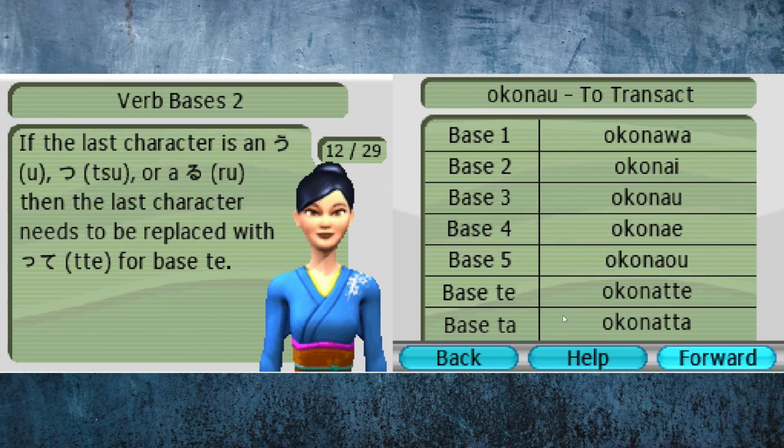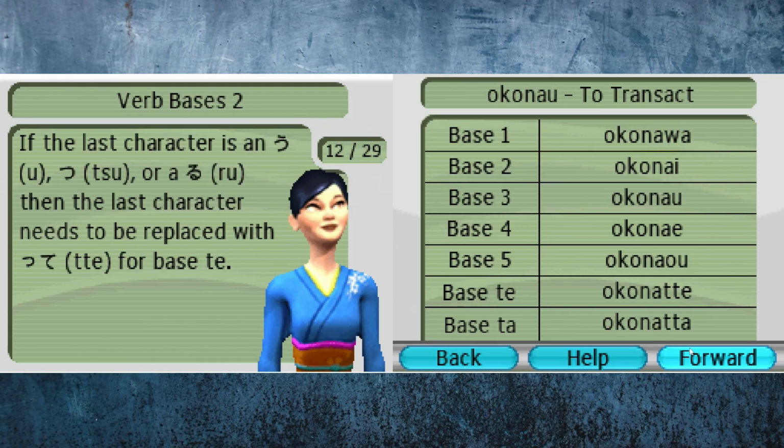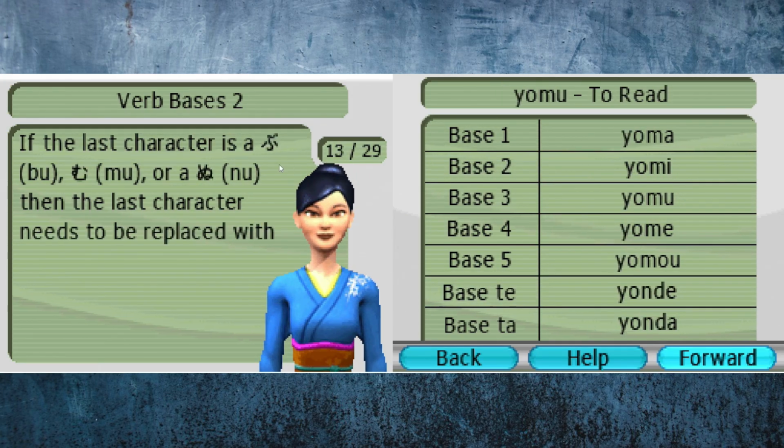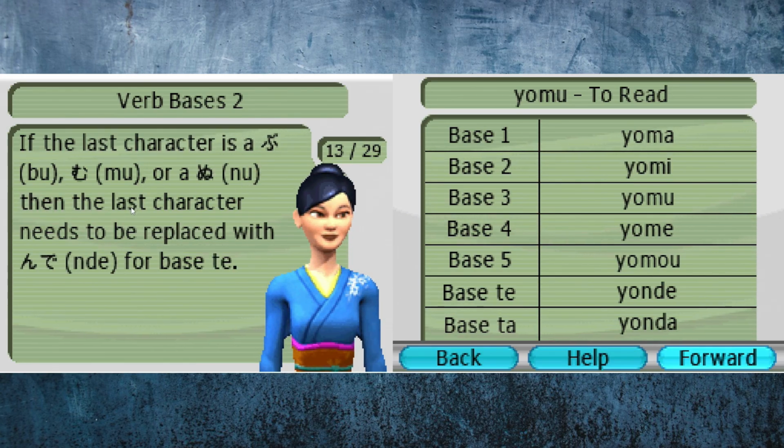Base ta is basically the same as te form, but instead of te it's ta, so it's okonata. And if the last character is a bu, mu, or nu, then the last character needs to be replaced with nde for base te. So the verb is yomu, to read.